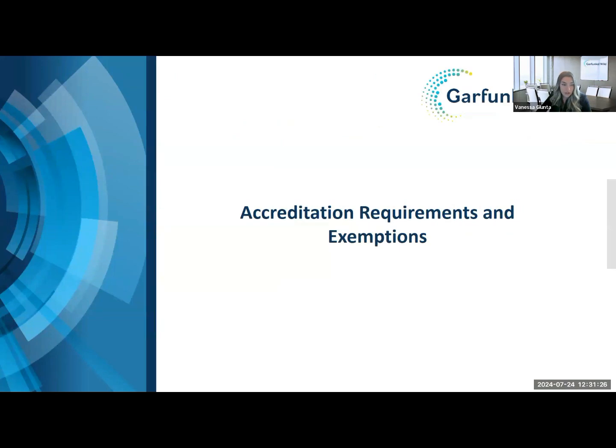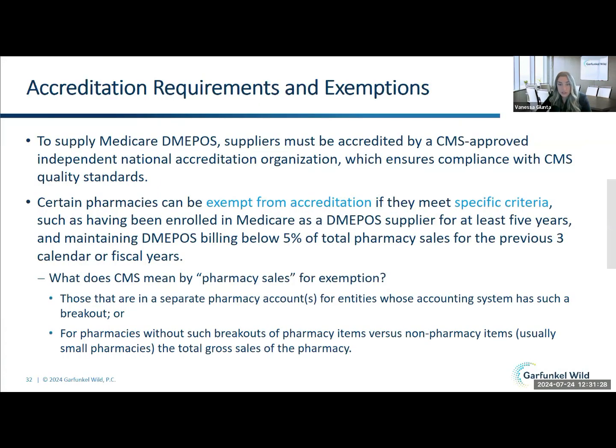So we're going to talk about accreditation requirements and exemptions. In order to supply Medicare DME POS, suppliers have to be accredited, like we were saying before, by a CMS-approved national accreditation organization. But certain pharmacies can be exempt from accreditation if they meet the specific criteria. This criteria includes being enrolled in Medicare as a supplier for at least 5 years, and then keeping DME POS billing below 5% of your total pharmacy sales for the last 3 years.